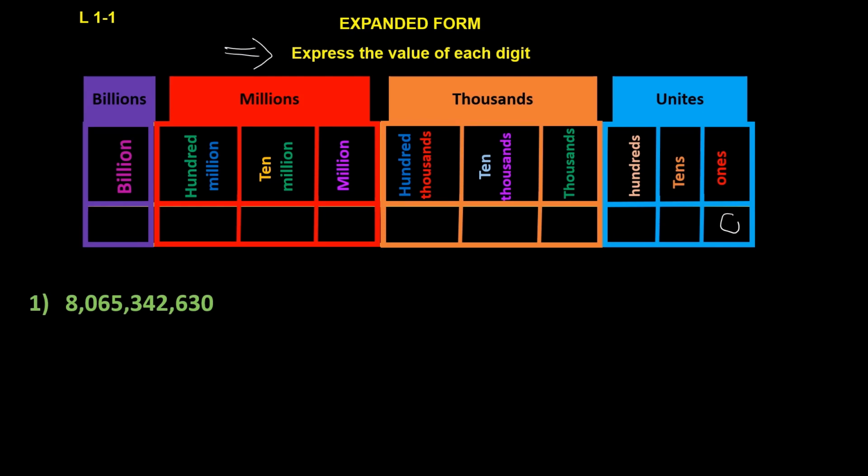I will write 0 in ones, 3 in tens, 6 in hundreds, 2 in thousands, 4 in 10,000, 3 in 100,000, 5 in millions, 6 in 10 million. We have 0 in 100 million, and the last one, finally, 8 billion. So I told you before, when you start, you will start from the furthest digit on the left. The first digit on the left here, 8. So it's 8 billion.